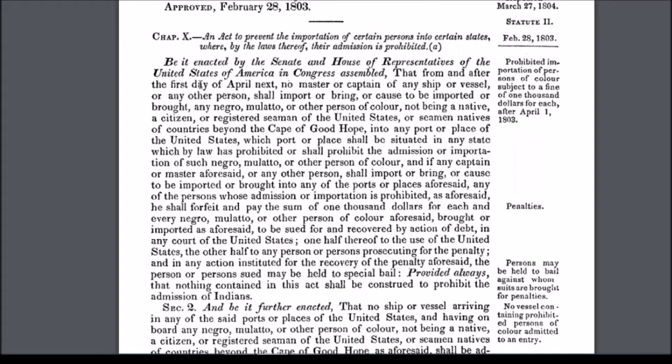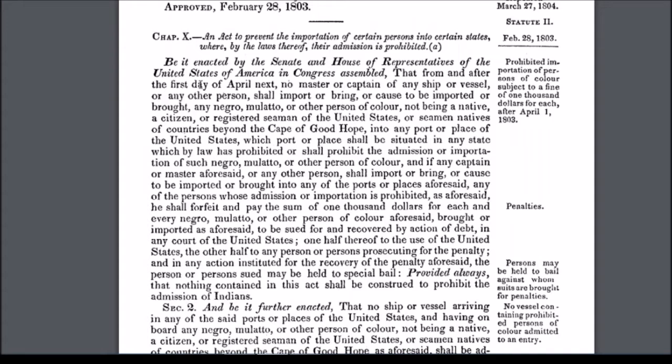And just to stop right there, this was the first act that actually introduced the language of Negro, mulatto, or person of color. So it was basically trying to group any person of color, whether they were Negro or mixed with Negro and European or whatever, or any person of color. So going back to reading it, any Negro or other person of color not being a native.